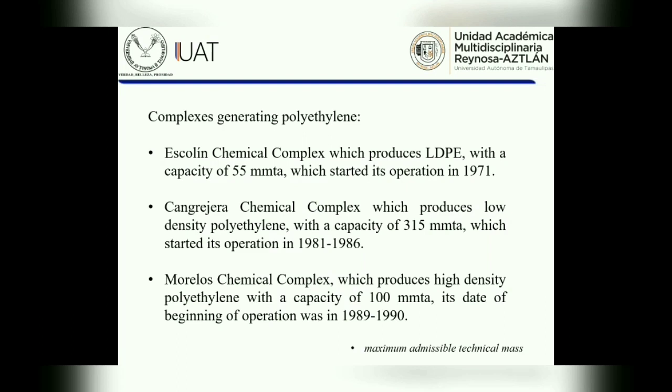A little bit of history. Complexes generating polyethylene in Mexico: Escolín Chemical Complex, which produces low-density polyethylene with a capacity of 55 maximum admissible technical mass, which started its operation in 1971. Cangrejera Chemical Complex, which produces low-density polyethylene with a capacity of 350 maximum admissible mass, which started its operation in 1981 to 1986. And Morelos Chemical Complex, which produces high-density polyethylene with a capacity of 100 maximum admissible mass. Its date of beginning operation was in 1989 to 1999.